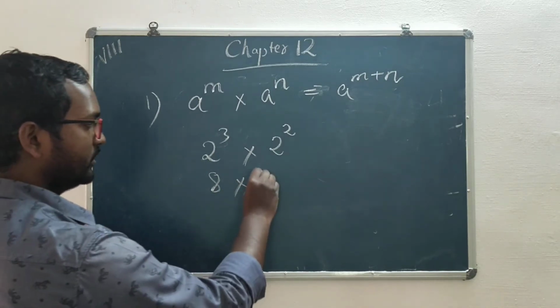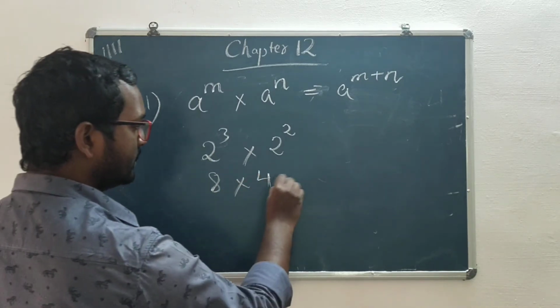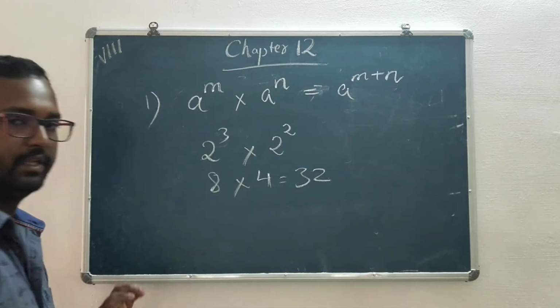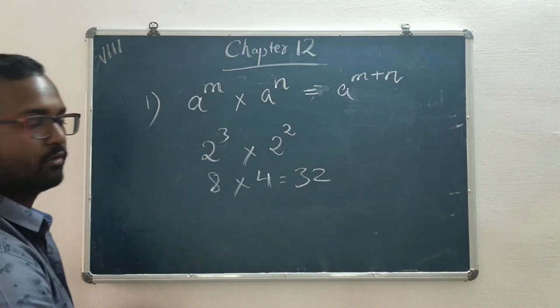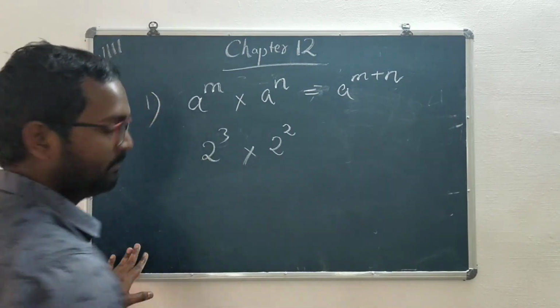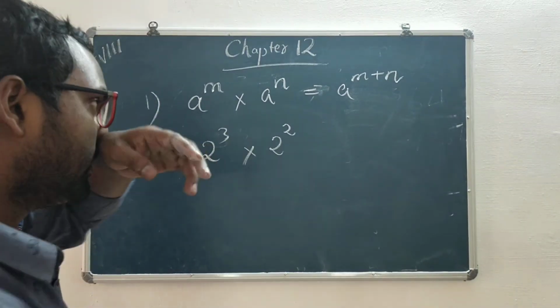2 into 2 is how much? 4. 8 into 4 is how much? 32. This is one method. Now the second method is using the formula, which is 2 power 3 into 2 power 2.